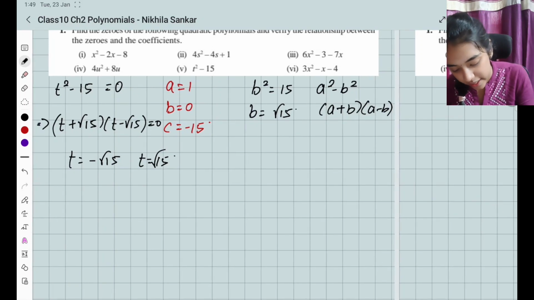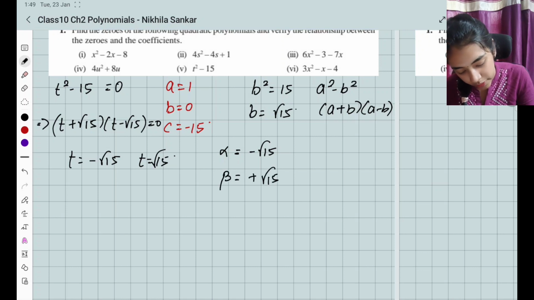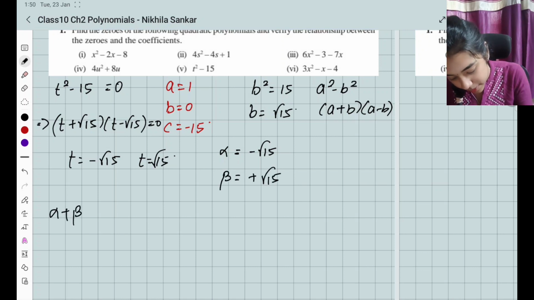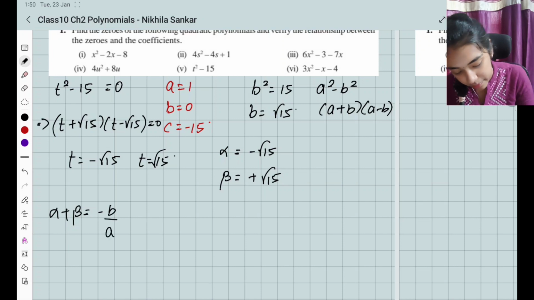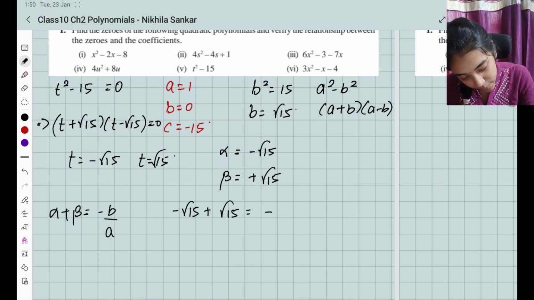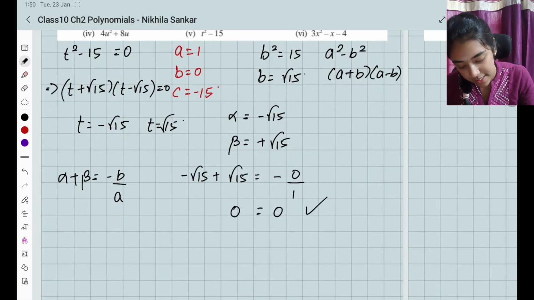So from this we have alpha equals minus root 15 and beta equals plus root 15. Now the relationship alpha plus beta equals minus b divided by a. So we have minus root 15 plus root 15 equals minus b, which is 0 divided by 1. So 0 equals 0. So this is also verified.